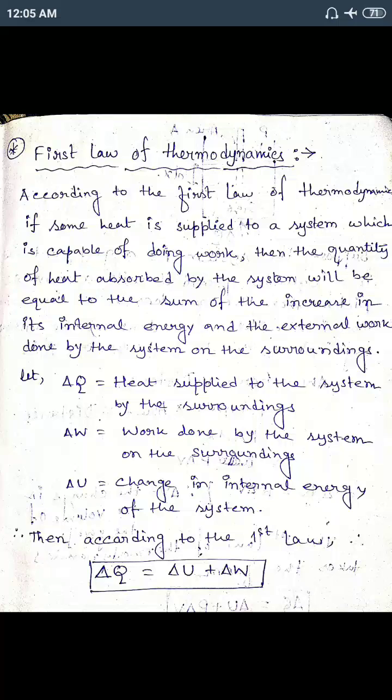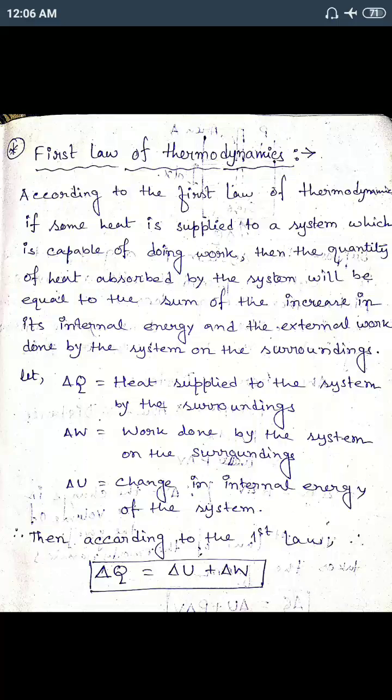According to the first law of thermodynamics, if we supply some heat to any system, and the system has one condition, that it is capable of doing work, a characteristic of that system, then the quantity of heat absorbed by the system will be equal to the sum of the increase in internal energy and the external work done by the system on the surroundings.